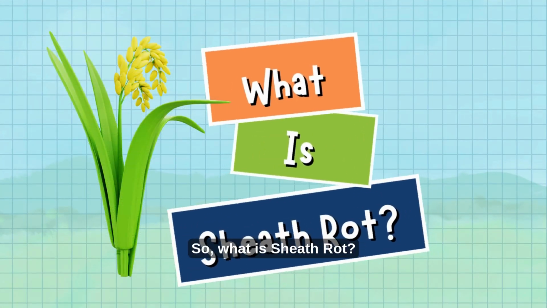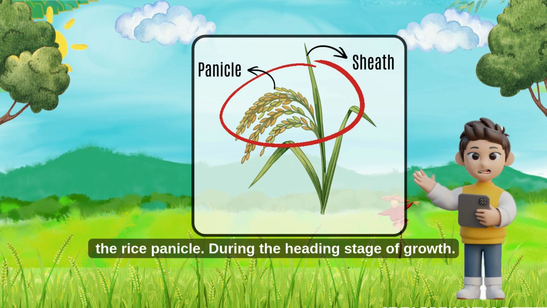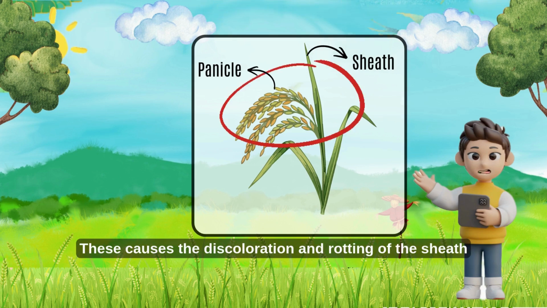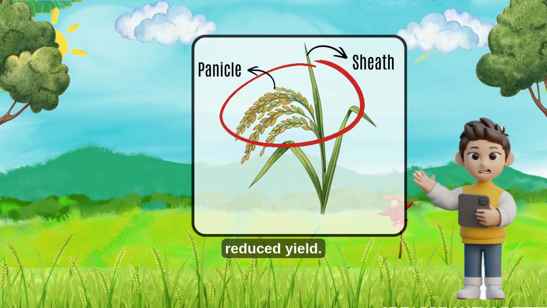So, what is sheath rot? Rice sheath rot is a fungal disease that mainly attacks the leaf sheath around the rice panicle during the heading stage of growth. It causes discoloration and rotting of the sheath. This will lead to poor grain development and reduced yield.